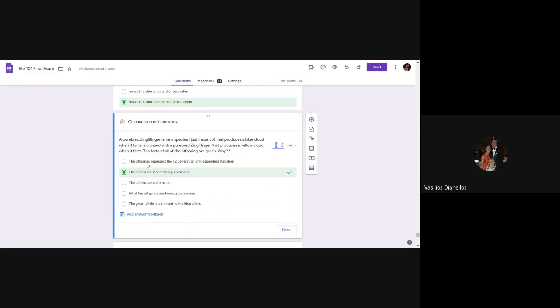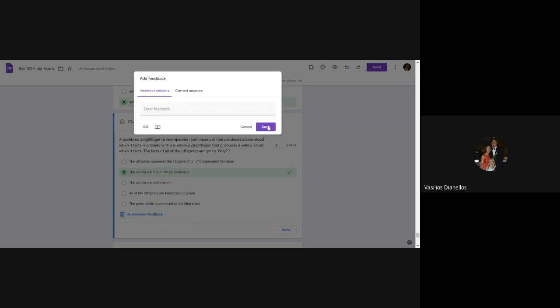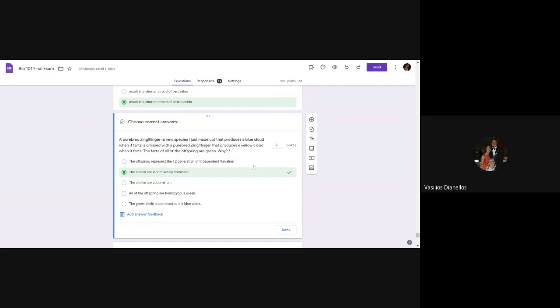Just like in the lecture when we talked about a red flower and a white flower make a pink flower. That is incomplete dominance. Now, if you had a red flower and a white flower and you mix them, and then you got a red flower with white spots, that would be codominant. That being said, I understand those two are easy to confuse. So if you guess the alleles are codominant, you got partial credit. Even if you guess the green allele is dominant to the blue allele, you even got partial credit for that. Even though I never said anything about a green allele, at least green did come out on top. So your logic was partially correct, and you got partial credit for that.